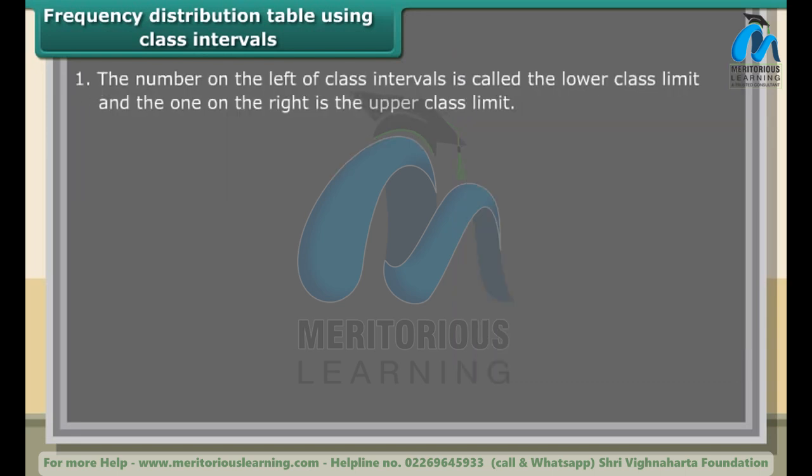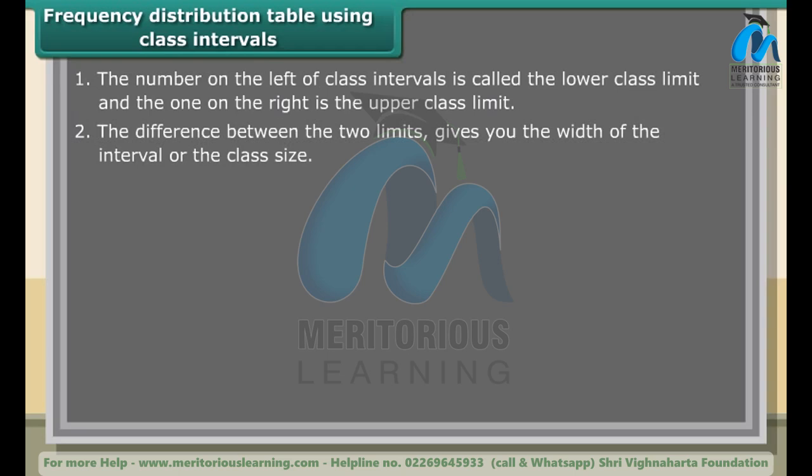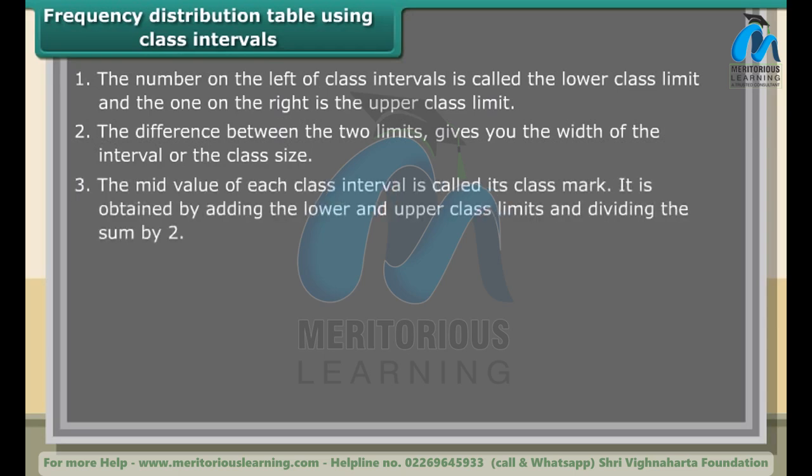1. The number on the left of class intervals is called the lower class limit, and the one on the right is the upper class limit. 2. The difference between the two limits gives you the width of the interval, or the class size. The mid-value of each class interval is called its class mark. It is obtained by adding the lower and upper class limits and dividing the sum by 2.